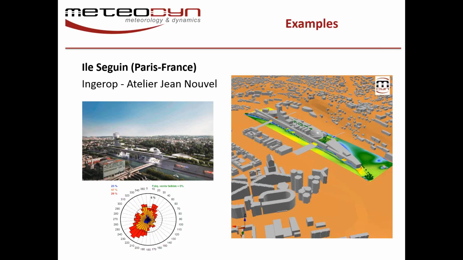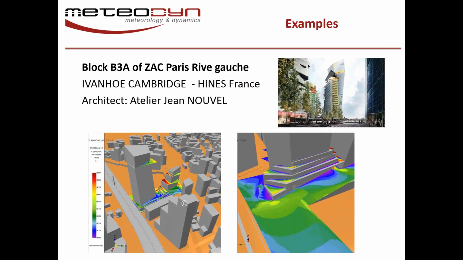This is a project in Paris. Another one in Paris is also for Atelier Jean Nouvel, the architect. It's different because this architect would like to use the terrace for pedestrians. But the terraces are not on the ground; they are 10 meters or more above the ground, at the top of the tower. So there is a lot of high wind in this area. So there is an assessment for that, because they would like to use the terrace for pedestrians.